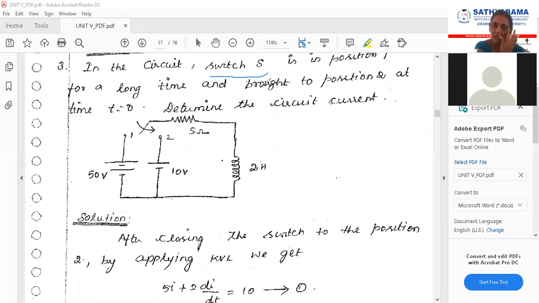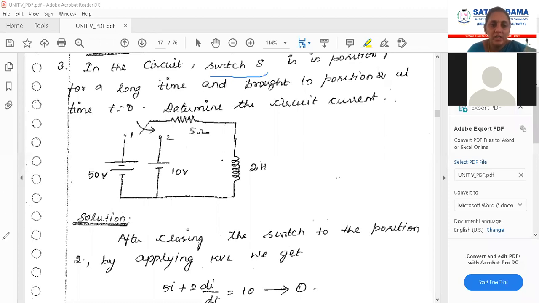Now how to work it out? Same way you will be doing. Step 1, write the equation based on Kirchhoff's voltage law. Step 2, take a Laplace transform. Step 3, solve by partial fraction. Step 4, take inverse Laplace. This is the procedure.